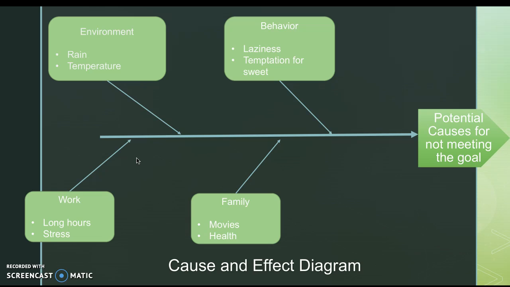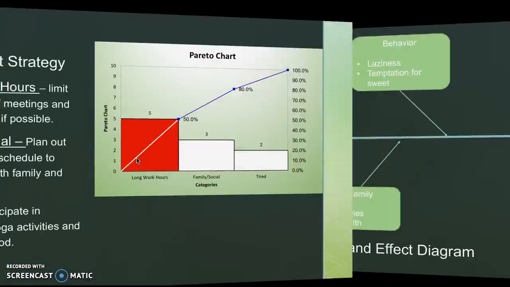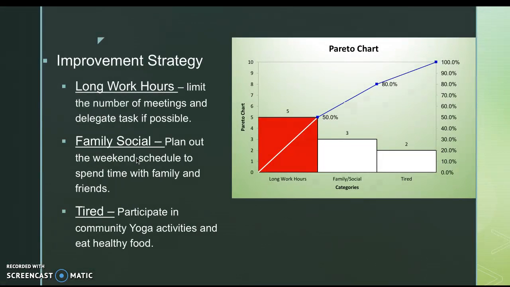So these are my main four categories. I kept recording the data on the calendar and in an Excel sheet. And with that data, I plotted the Pareto chart.